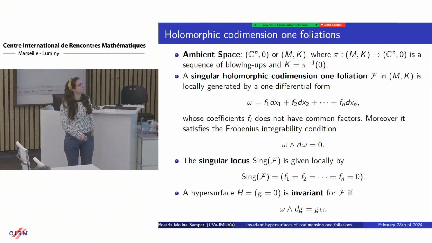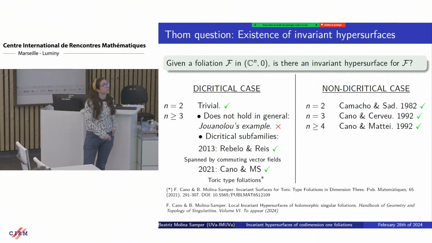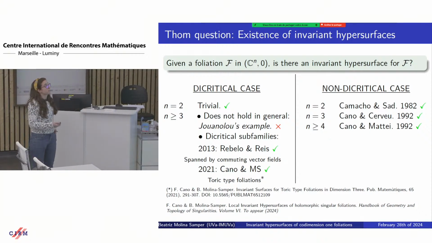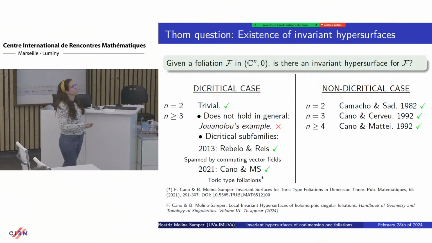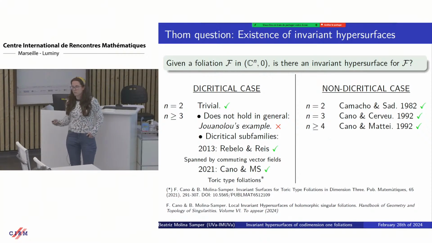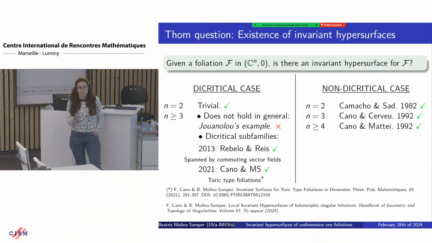Okay, so the question is attributed to René Thom. Given a local codimension 1 foliation, is there an invariant hypersurface? For dimension 2 it is the Camacho-Sad theorem, which is quite well known. For dimension greater than or equal to 3, in general, it is not true. We have some examples.